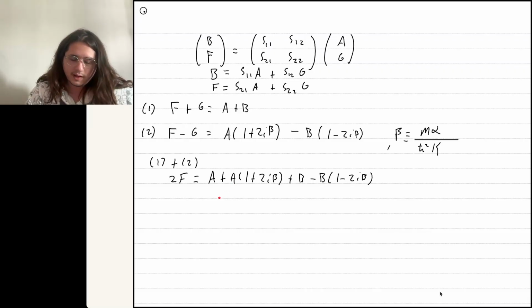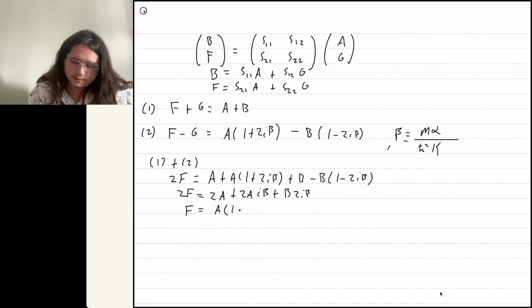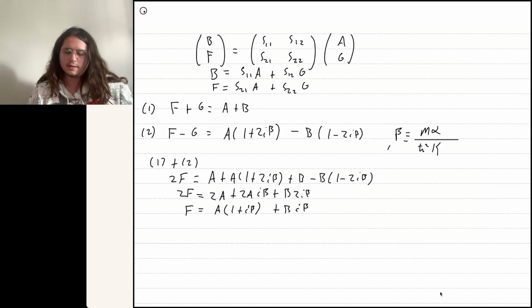This A and this A add up, so you get 2A plus 2A times i beta. But then the B's cancel out, so you get plus B times i beta, and that is equal to 2F. If you divide the equation by 2, you get F equals A times 1 plus i beta plus B i beta. But it's still not in terms of just A's and G's.